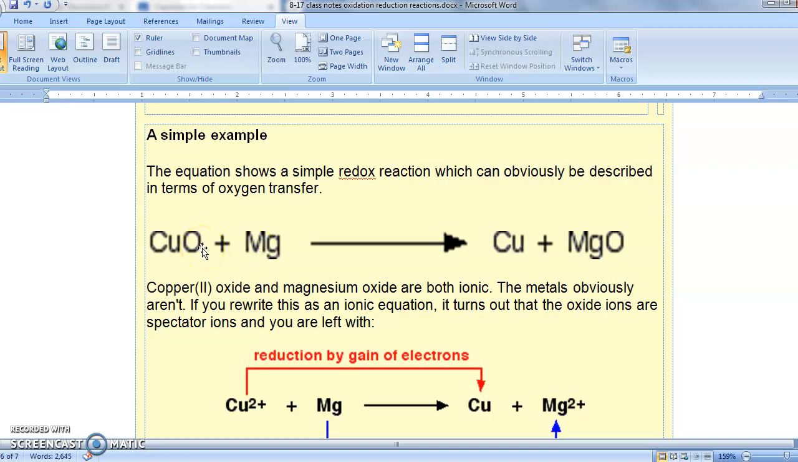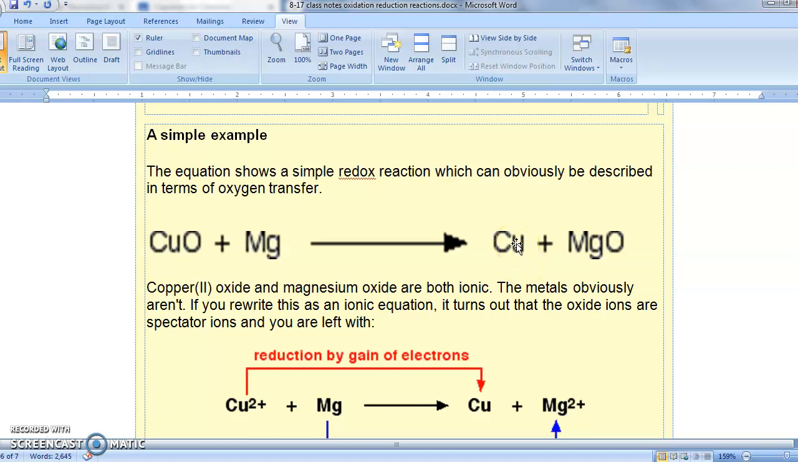If we have copper 2 oxide in an aqueous solution and we add magnesium to it, magnesium can force its electrons onto the copper. The copper started out at 2+. It ends up going back to neutral when magnesium forces its electrons on it, like active metals are known to do, and copper would precipitate out of solution. This is a single displacement reaction.